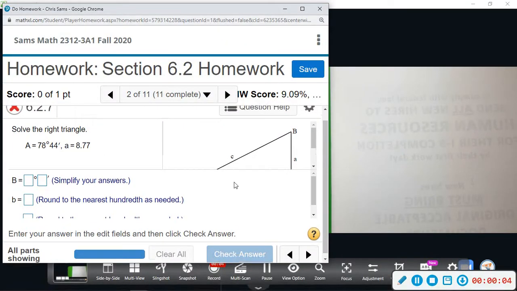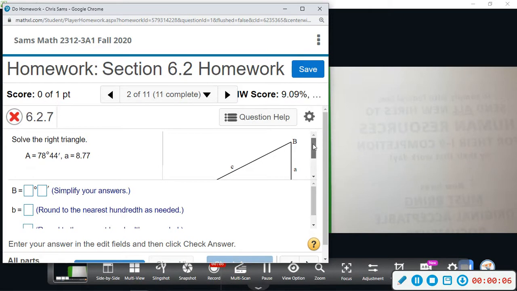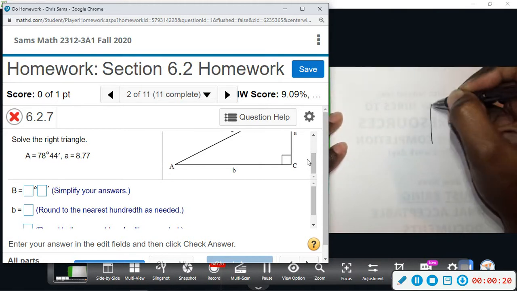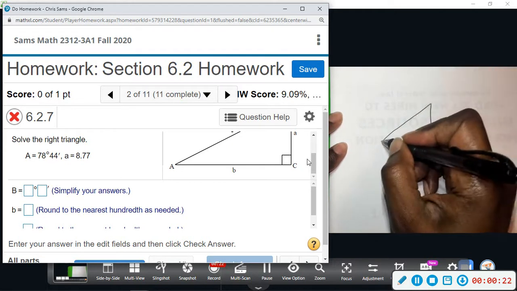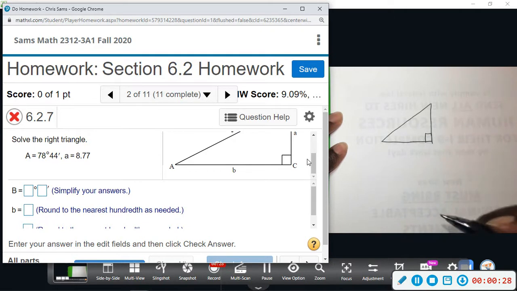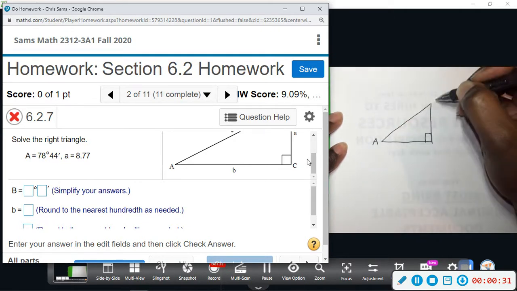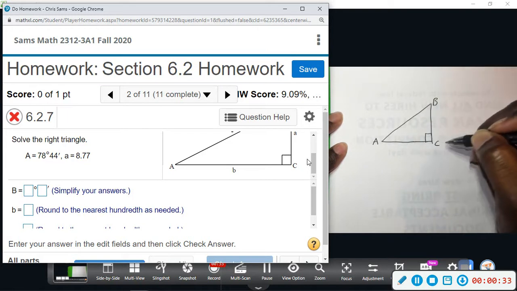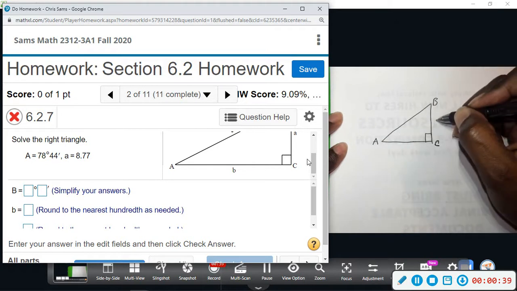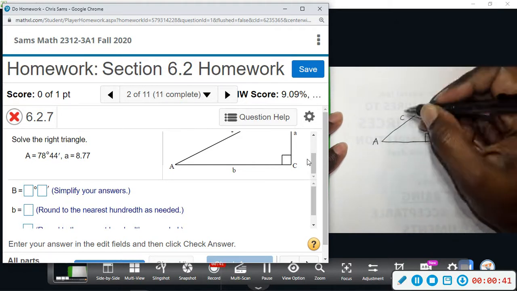All right, number 2. Again, we're going to be solving a right triangle. Again, hard to get the full picture up here, but we have ABC, so I'm going to draw it in that same orientation. So we have A, B, and C. These usually are capital, and then we have opposite A, opposite C, and opposite B.